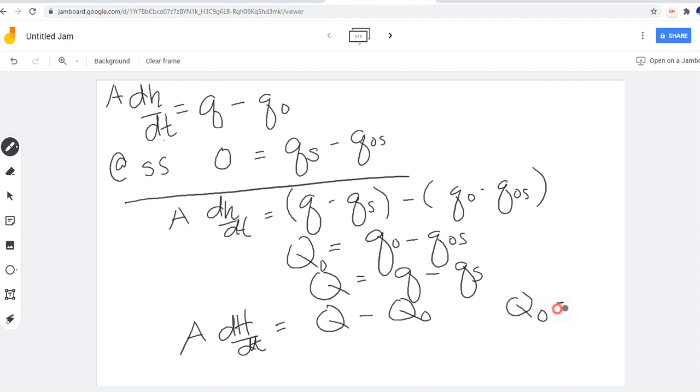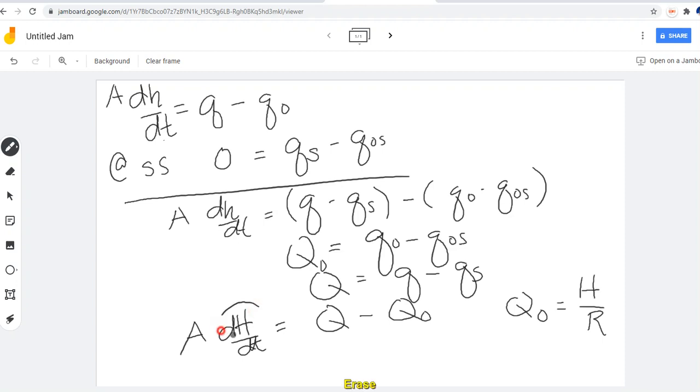Q sub O is equal to your head divided by the linear resistance. This was originally written in small letters, but you can convert it to capital letters if you evaluate the original expression at steady state, and you subtract that equation at steady state from the original equation, giving you this one, Q sub O equal to capital H over R.